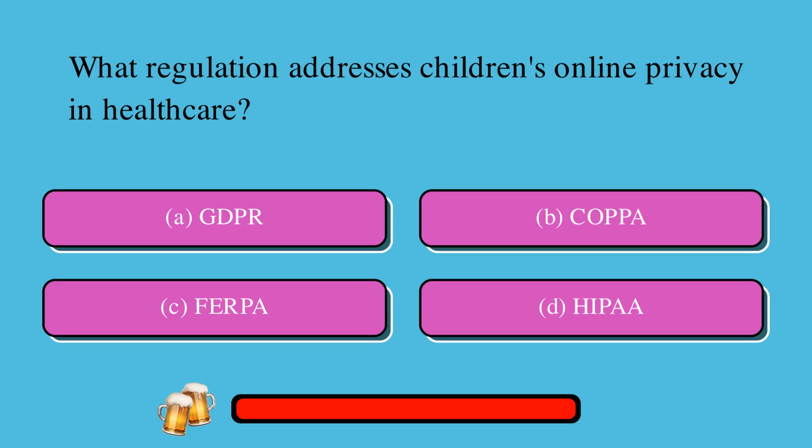What regulation addresses children's online privacy in healthcare? A, GDPR, or B, COPPA, or C, FERPA, or D, HIPAA? The correct answer is B, COPPA.